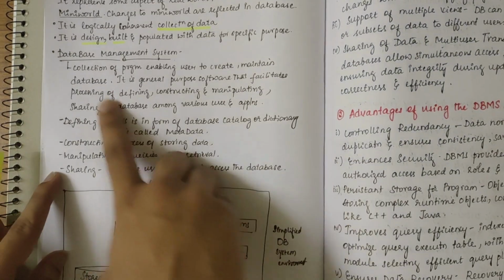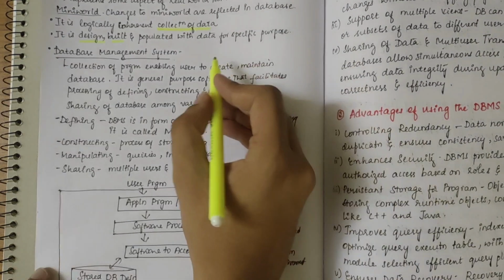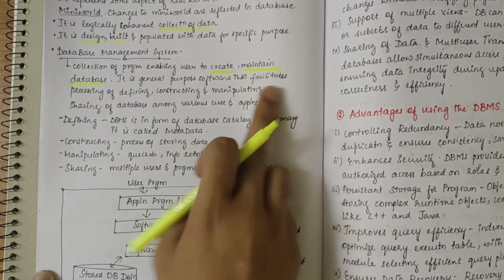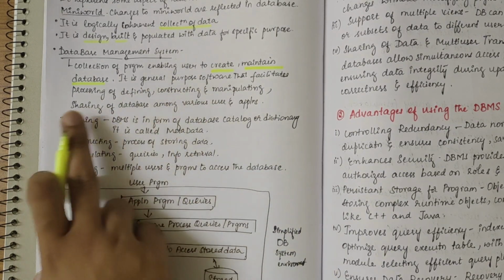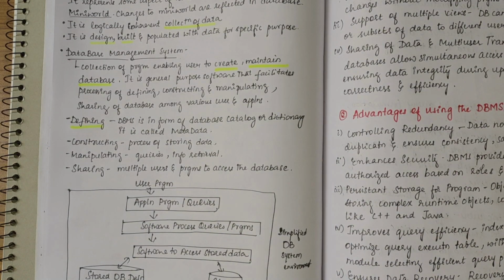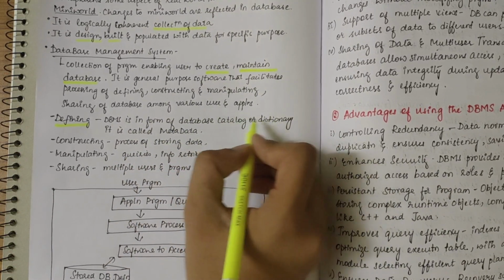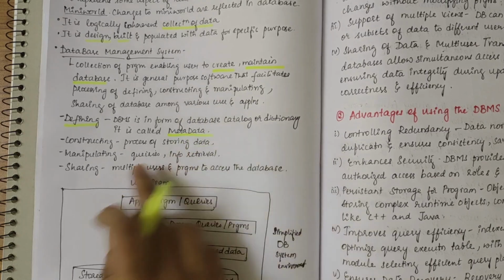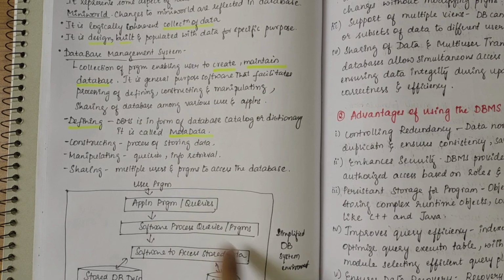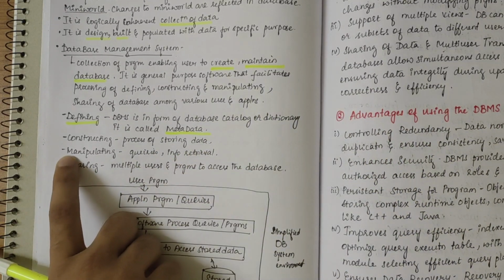Moving on to DBMS. DBMS is a collection of programs that enable users to create and maintain the database. It is a general purpose software that facilitates the process of defining, constructing, manipulating, and sharing of data. Defining means you define whatever data you have obtained from the mini world, and it is stored in the database catalog, called metadata. Constructing is the process of storing data. Manipulating means you write different queries to obtain the information.